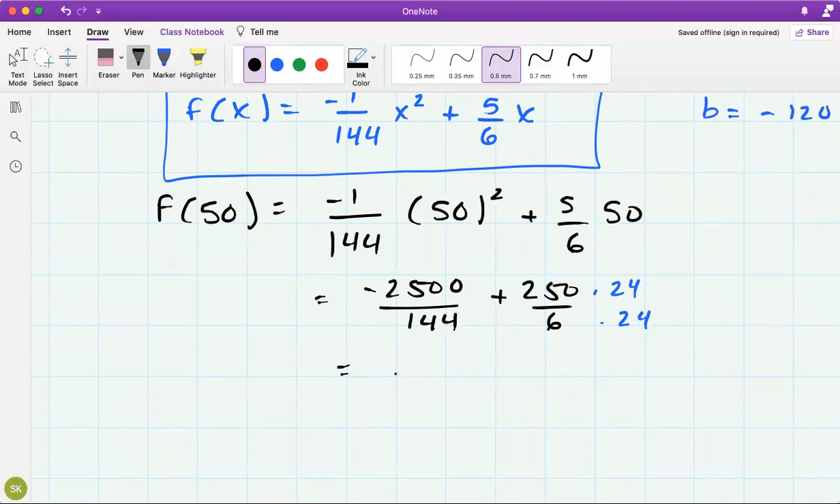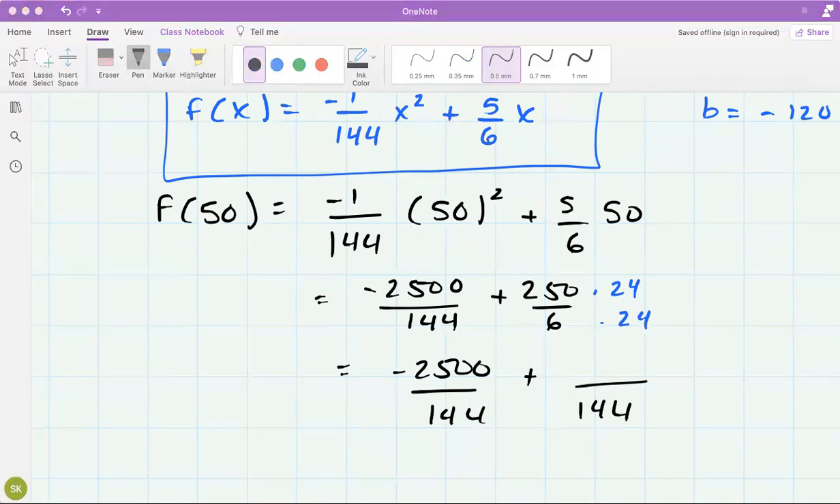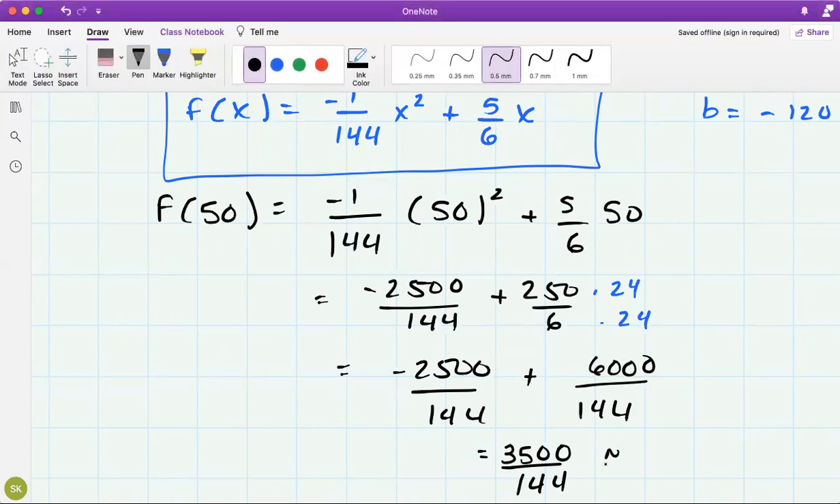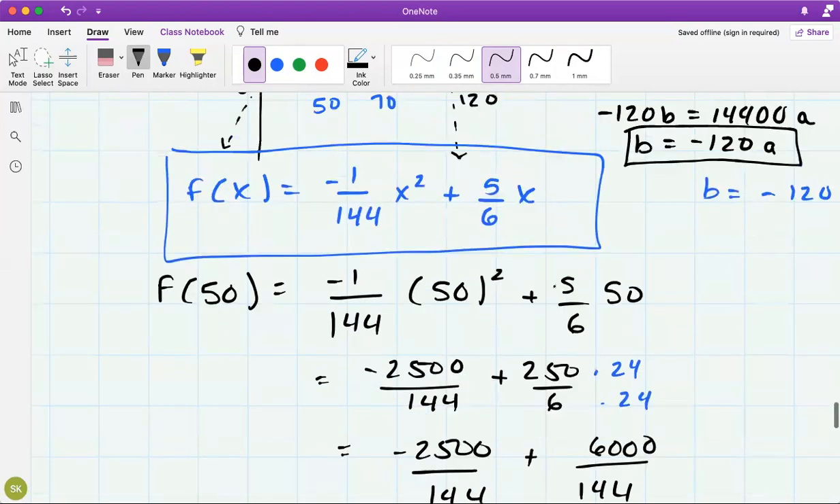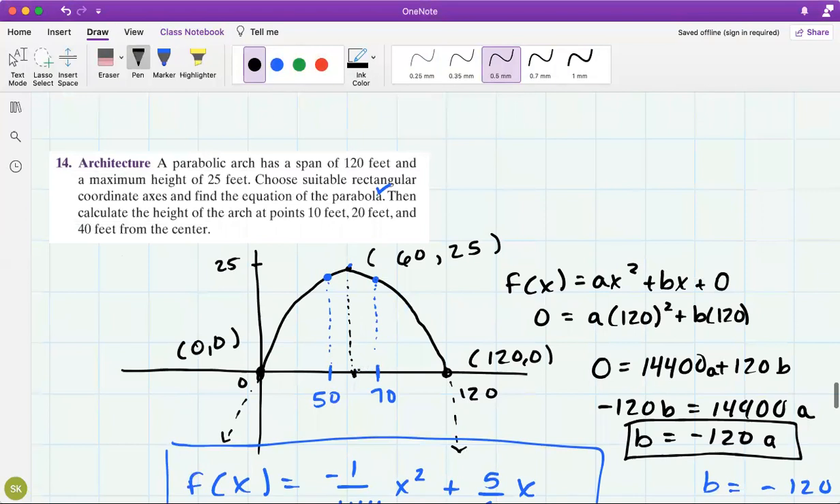So this is equal to negative 2,500 over 144 plus, this is over 144, so 250 times 24 is 6,000. And then we subtract 2,500 from that, and we get 3,500 over 144, which is about 24.3. So what does that tell us? So when we are 10 feet away from 60, this height is 24.3.